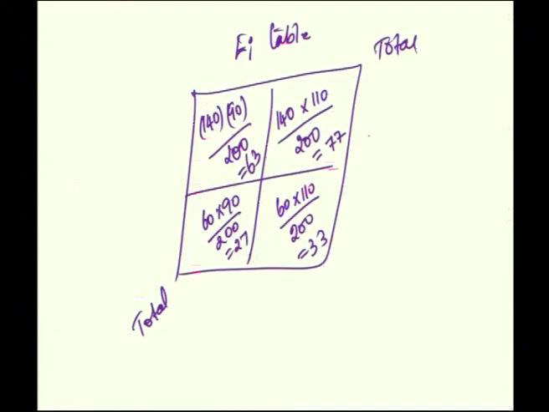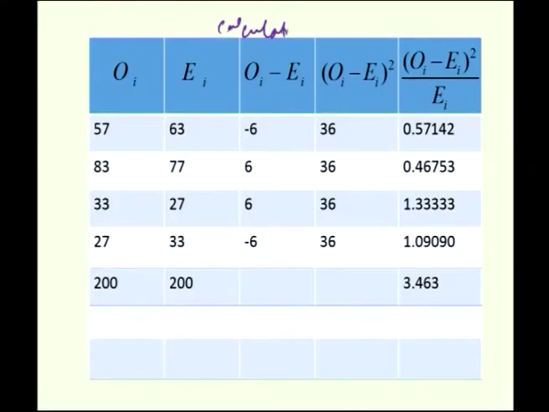63 plus 77 gives you 140, and similarly this is 60, here you have 90 and this is 110. So, that grand total is 200. Now, we will list out the OI values and the corresponding EI values in a tabular column and then we will calculate chi-square. So, now this is the calculation of chi-square.